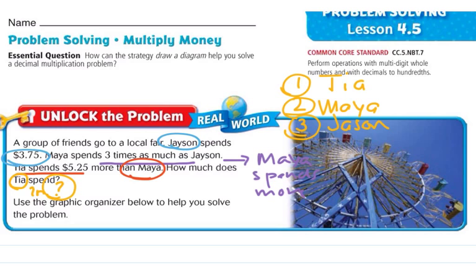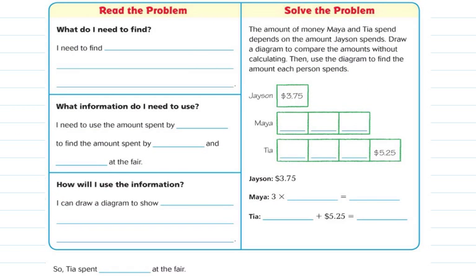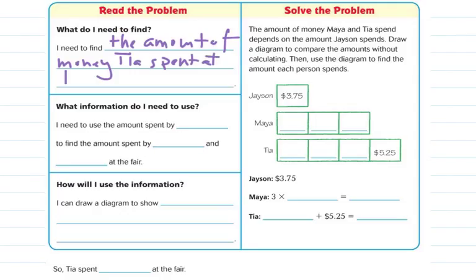It says, use the graphic organizer below to help you solve the problem. So boys and girls, we're going to use a graphic organizer that looks very similar to our problem mats and work mats that we use during class. So it says, what do I need to find? So what we need to find is the amount of money Tia spent at the fair. We know that's what we need to find because she is the one person that we're looking for.